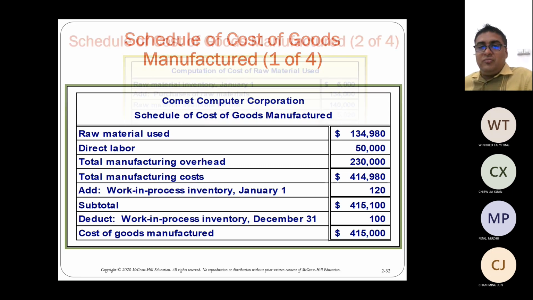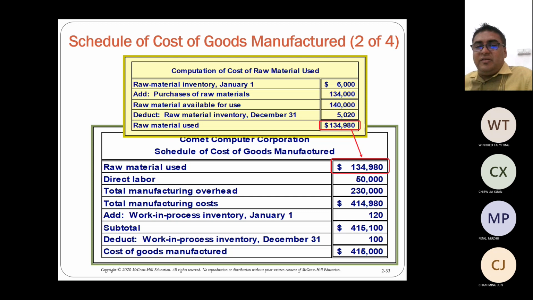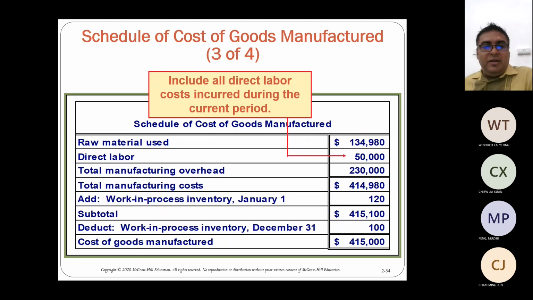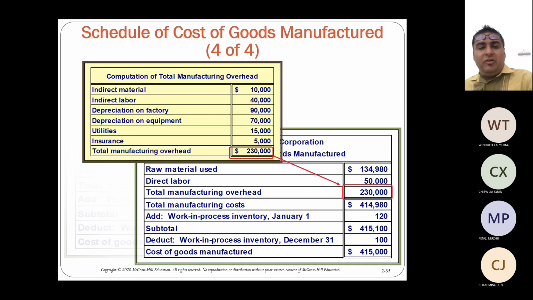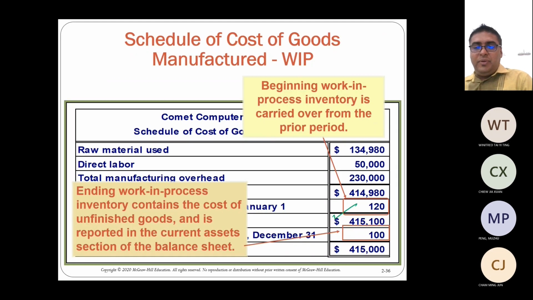How did you calculate your raw material used? Beginning raw material plus purchases minus ending raw material. It gives you your raw material used, correct? Next, your direct labor is all the costs of direct labor incurred. How do you get your manufacturing overhead? A list of manufacturing overheads like indirect material, indirect labor, depreciation, utilities, insurance, and the list goes on. These are the total of your manufacturing overhead. So you add all three, you get total manufacturing cost. Next, you add your beginning WIP, you less your ending WIP, you will get your COGM, cost of goods manufactured.